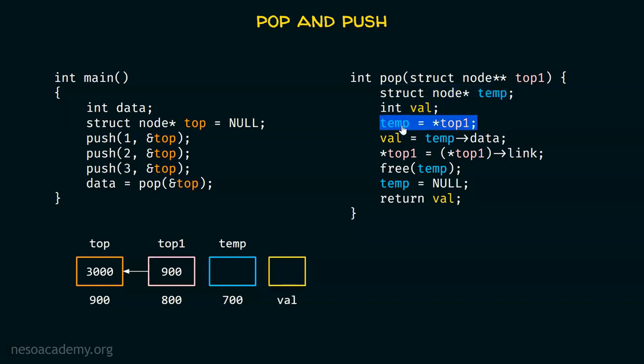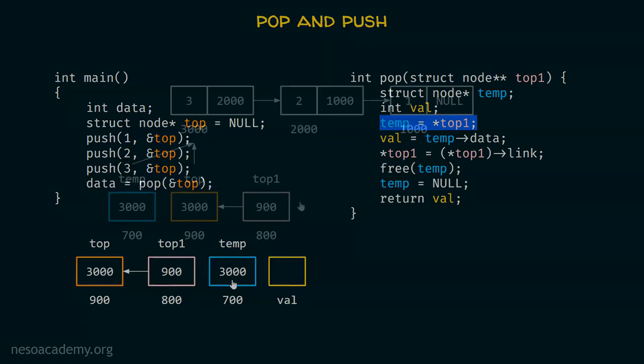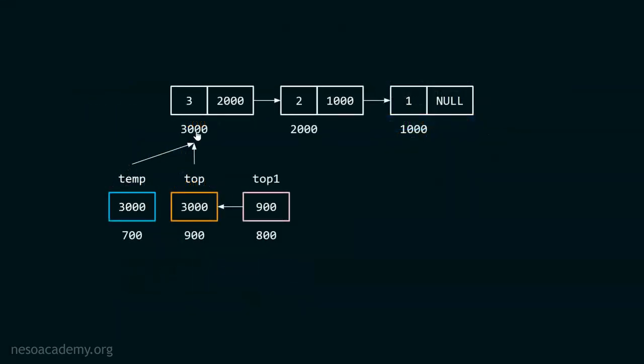Then we have this line of code, temp equal to star top 1. This means I simply want to store this address inside this temp pointer, okay? This means that this temp pointer will store this address 3000. Star top 1 means top, which means we are trying to access this address and we are putting this address inside this temp pointer. And this simply means that temp pointer is also pointing to the first node of the linked list. We want to delete this node.